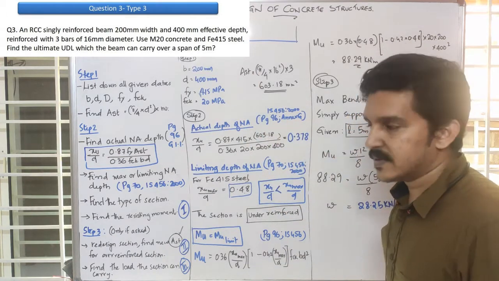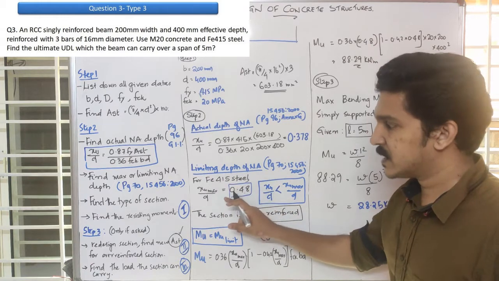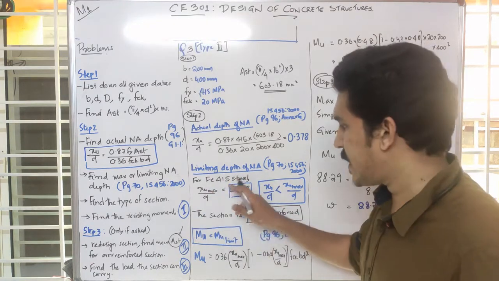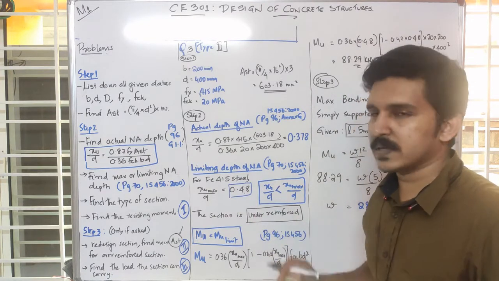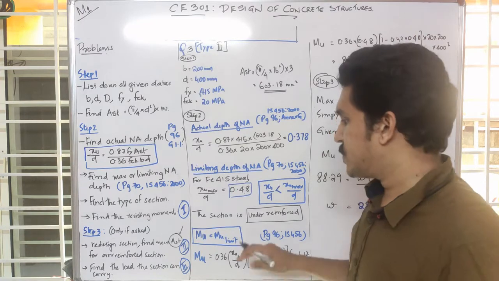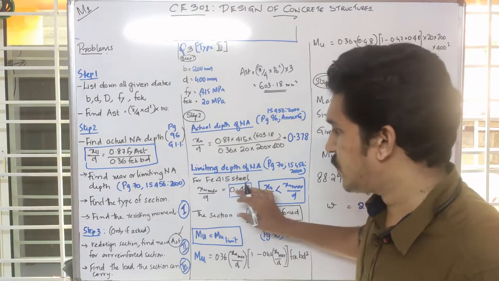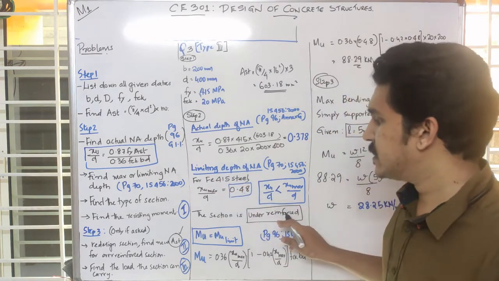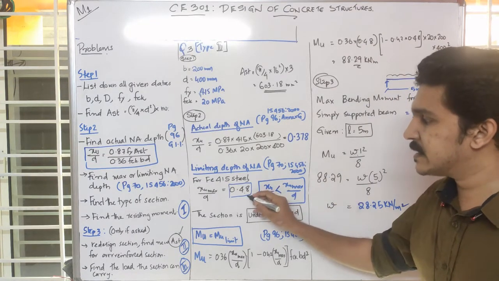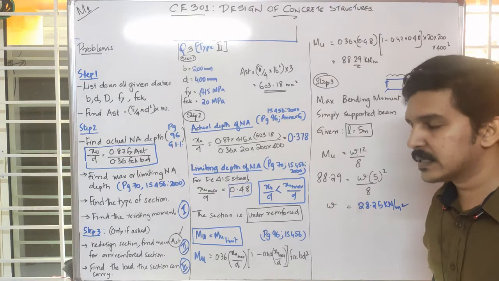So XU by D is 0.378, and the limiting depth for Fe415 is 0.48. You must be able to remember these values because we are always using Fe415. Rarely we use Fe500. Fe250 we will never use. So that is what we are using, Fe415, 0.48. So here the section is under reinforced because this value of XU by D actual is less than 0.48. So it is an under reinforced section.